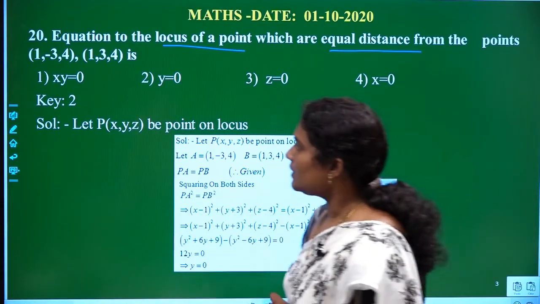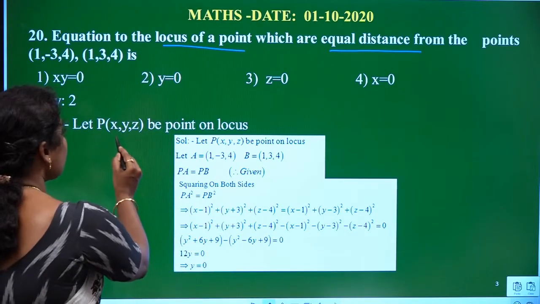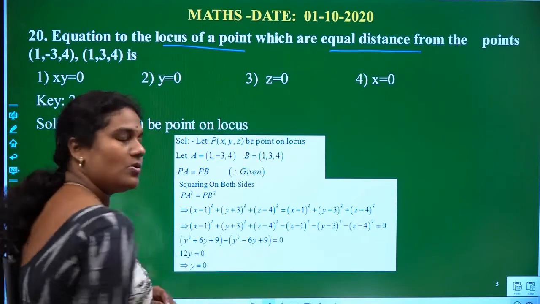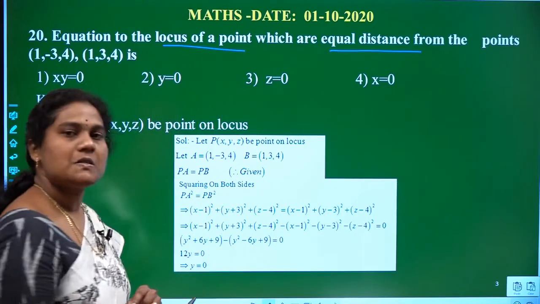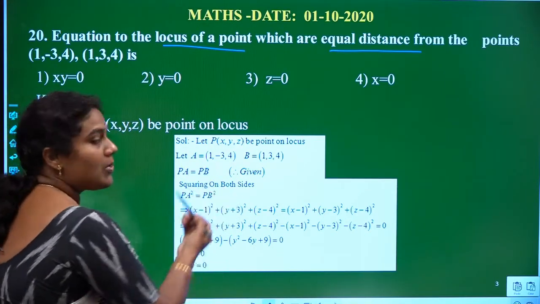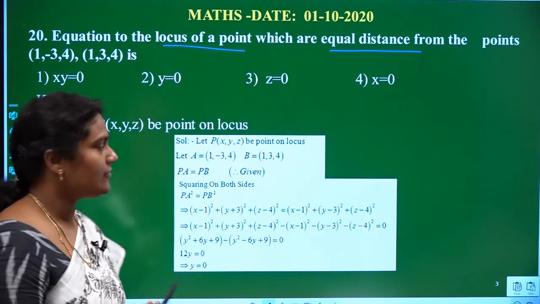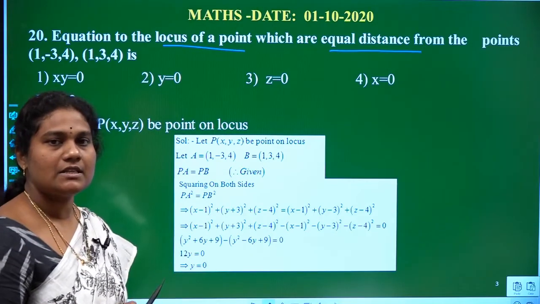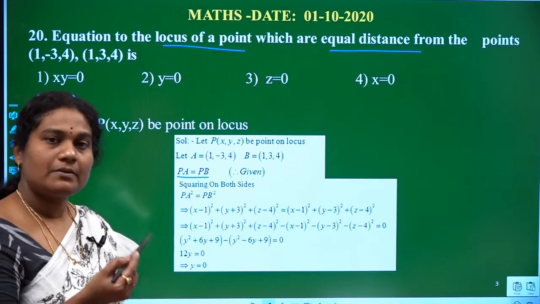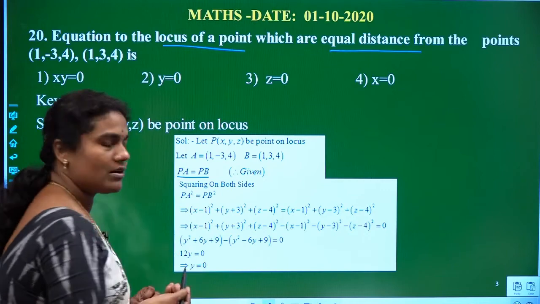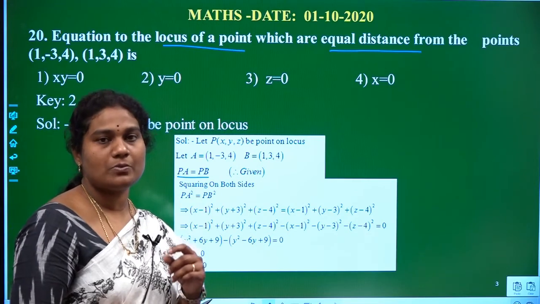Now if we go for the question, first of all we have to consider a locus point. Let P(x, y, z) be a point on the locus. Now consider the given points as capital A and capital B. Let A be (1, -3, 4) and B be (1, 3, 4). According to the given condition we can write PA equals PB. For simplification we take squaring on both sides. PA and PB are nothing but the distances between the points.